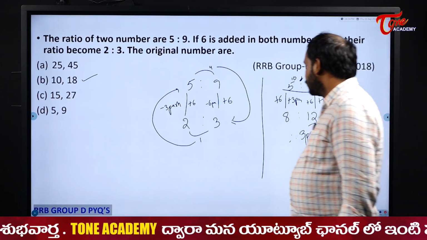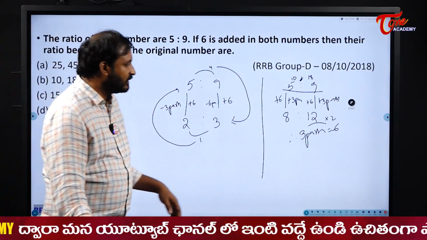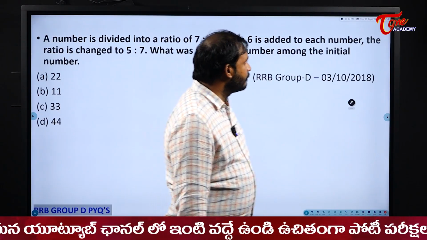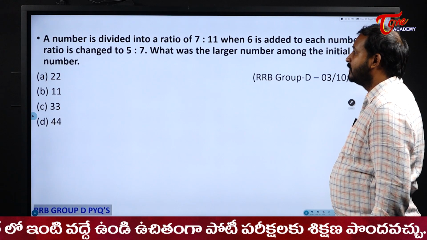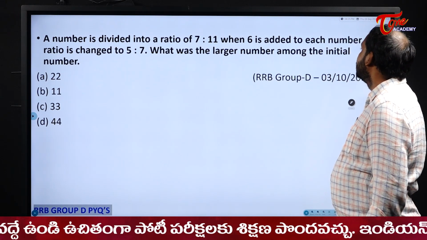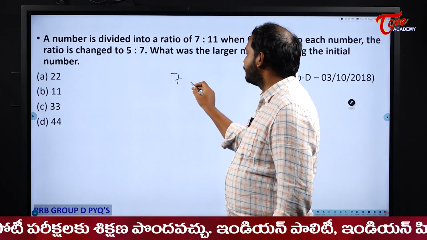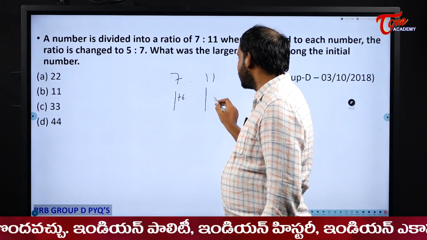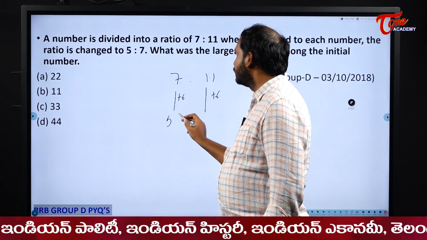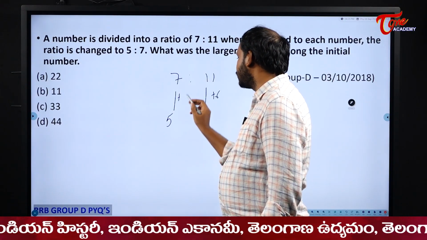So this is how we solve this type of problem. Next one. See the next one. A number is divided in the ratio 7:11, where 6 is added to each number, and it becomes 5:7. Here, students, first one basic common sense.